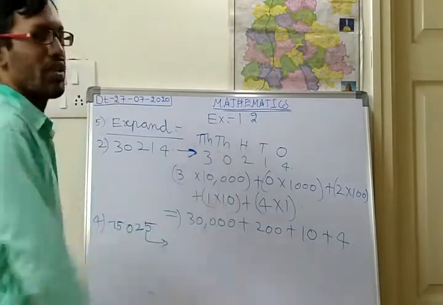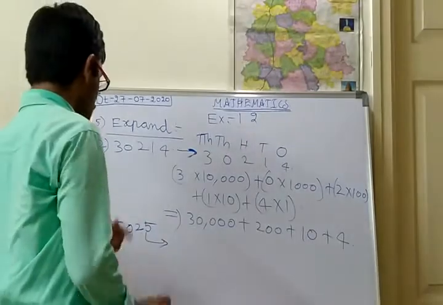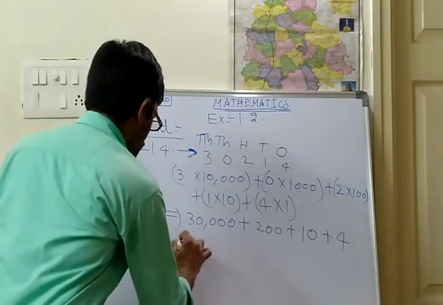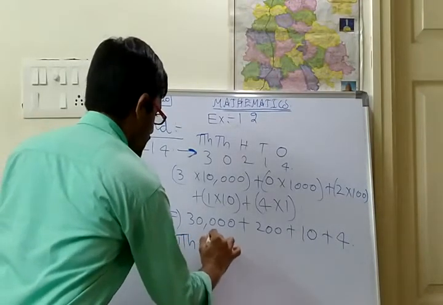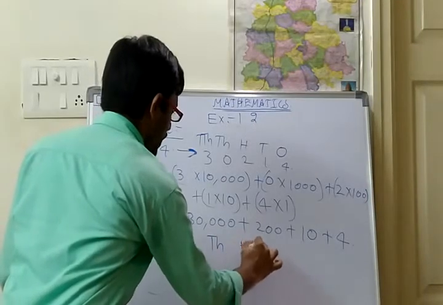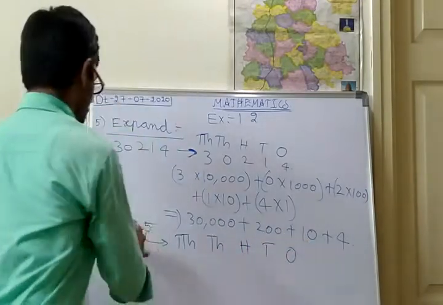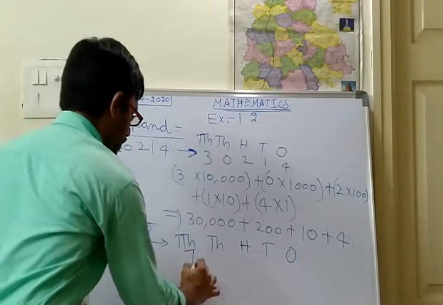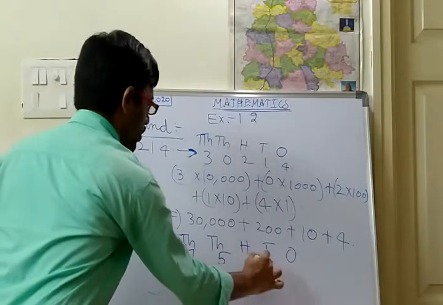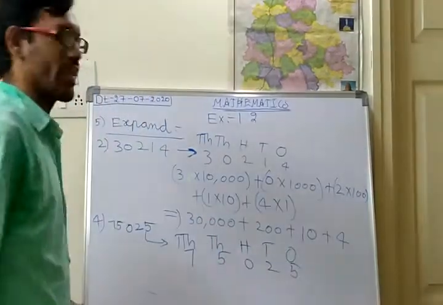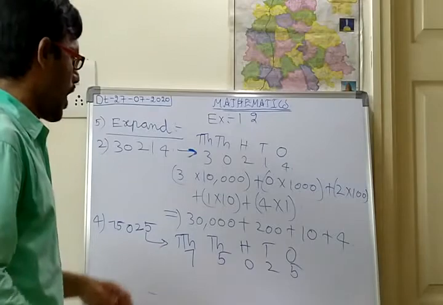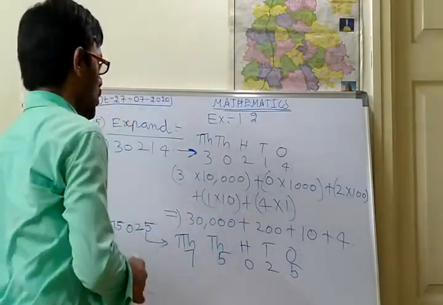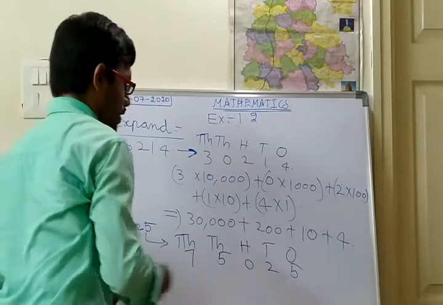So 75,025 means, how many digits are there? 5 digits are there. Okay, so 10,000s, 1,000s, 100s, tens, ones. So 75,000: 7 is in the ten thousands place. 7 5 0 2 5. Okay, like this you should write. After writing, what should you do? Now you should expand. So how should you expand? You shall see here.